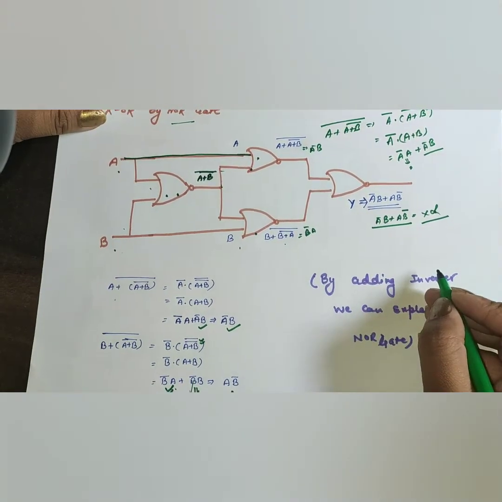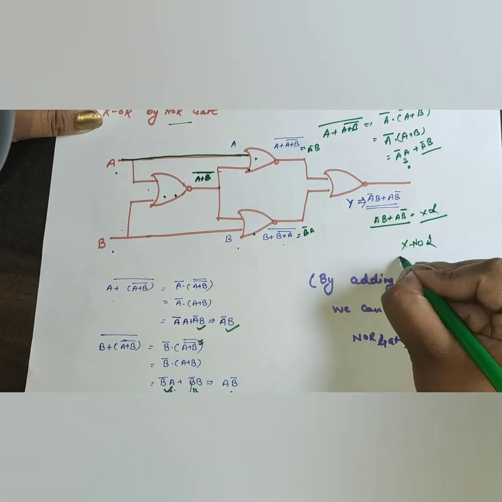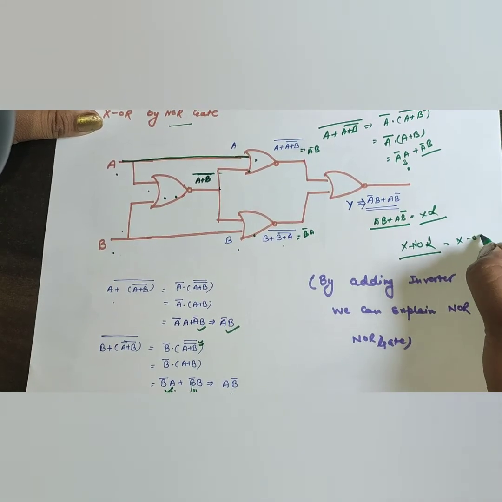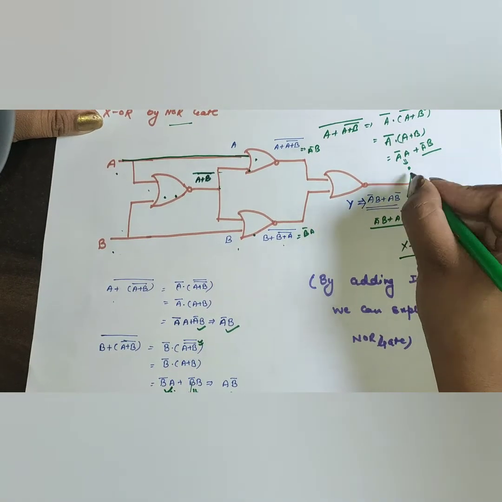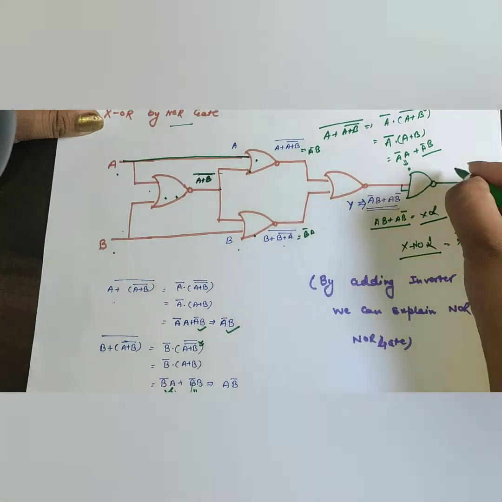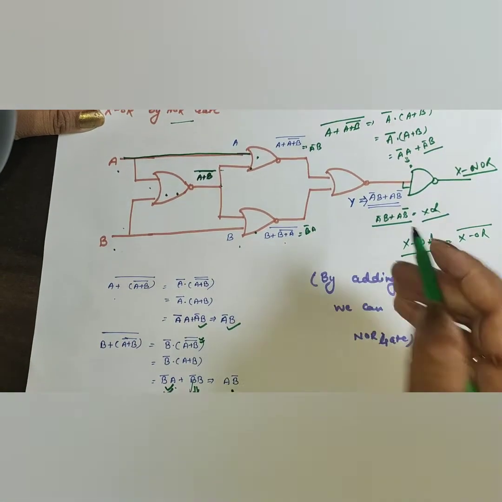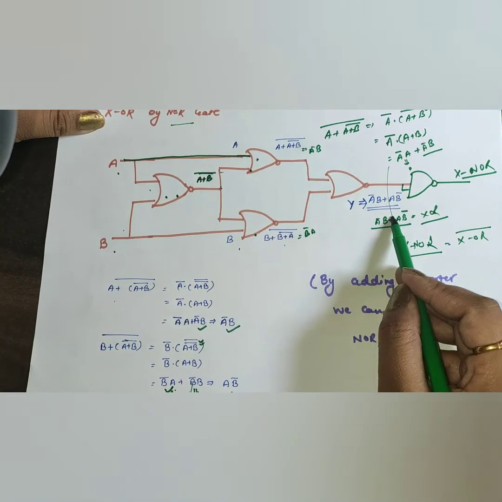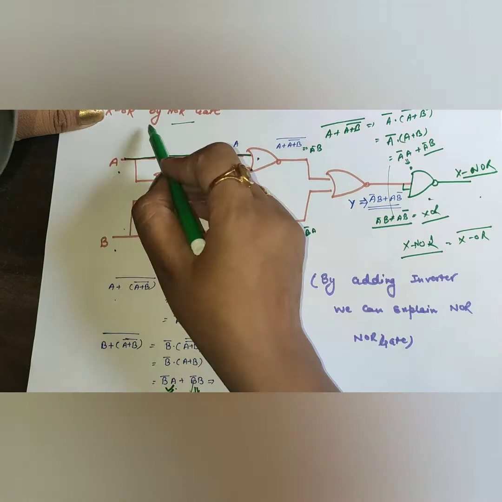So if you want to make an XNOR gate, it is an inversion of the XOR gate. So if you invert this signal with an inverter, you can make the XNOR gate. This is the XOR, and if you add one inverter, it will make the XNOR gate by using NOR gates.